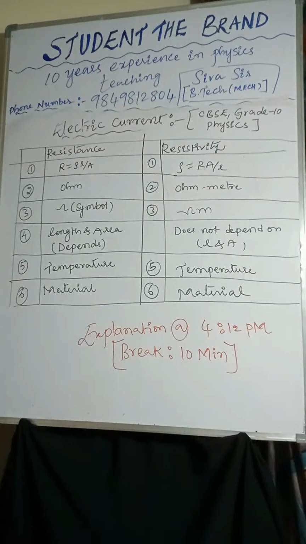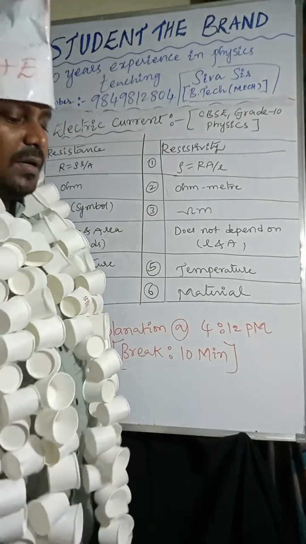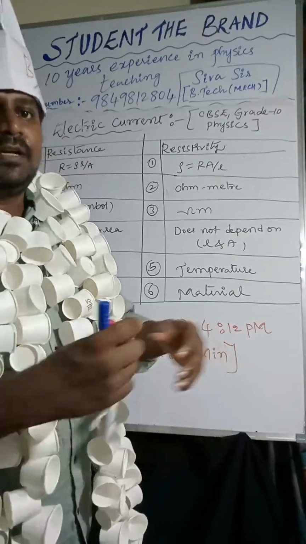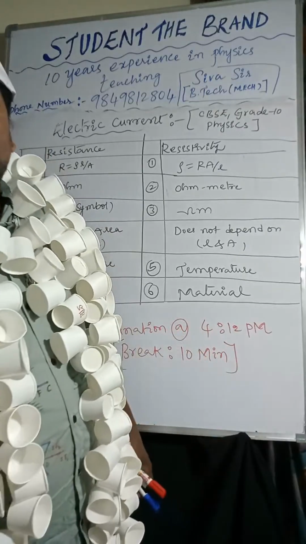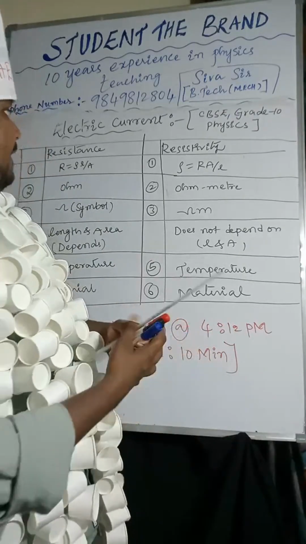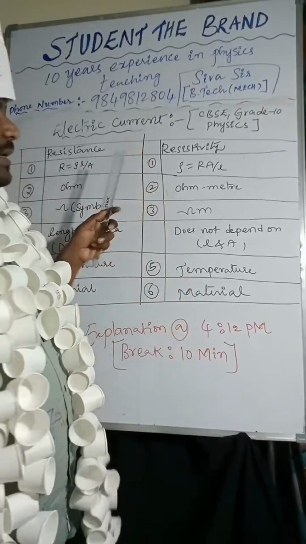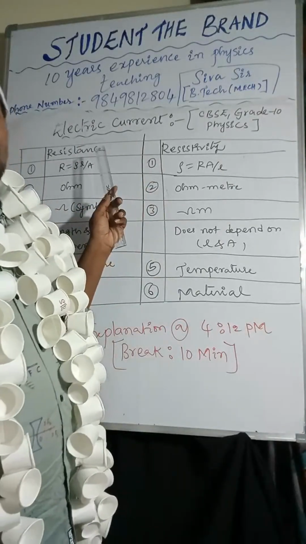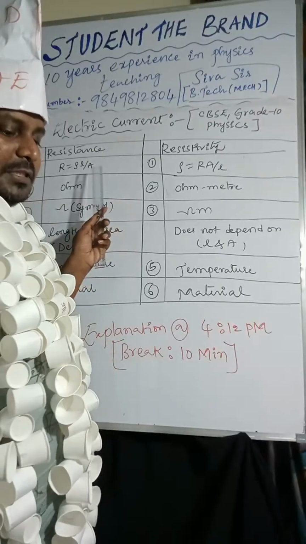So now, resistance and resistivity. Observe here. Resistance is the phenomenon of opposing the electric current.